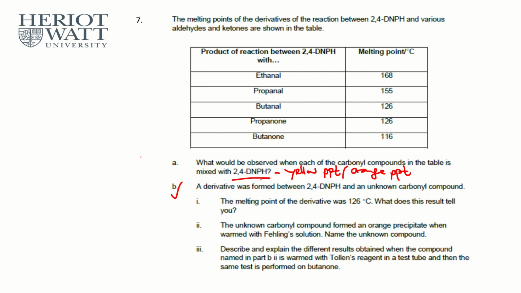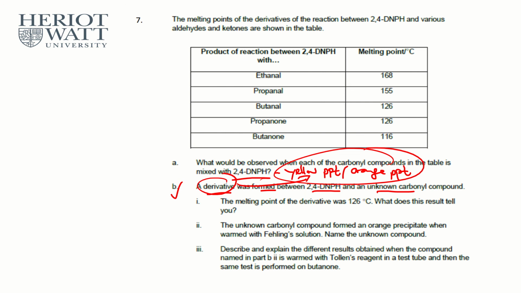Okay, now what does that mean? A derivative was formed between 2,4-DNPH and the unknown carbonyl compound. Basically, this derivative refers to the compound responsible for the yellow and orange precipitate. Make sense? So this is the compound that combined with the 2,4-DNPH to get the orange and yellow precipitate. The melting point of this precipitate is actually 126.